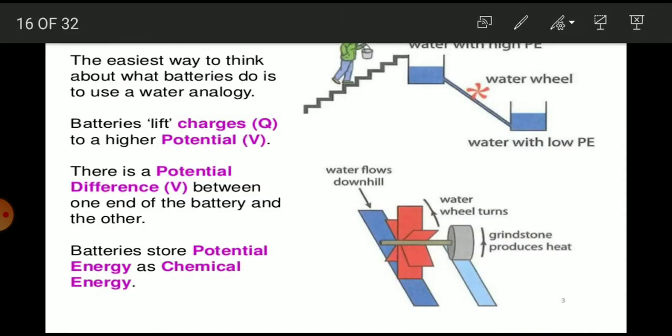Potential difference. The easiest way to think about what batteries do is to use a water analogy. Batteries lift charges to a higher potential. There is a potential difference between one end of the battery and the other, positive and negative. Batteries store potential energy as chemical energy.